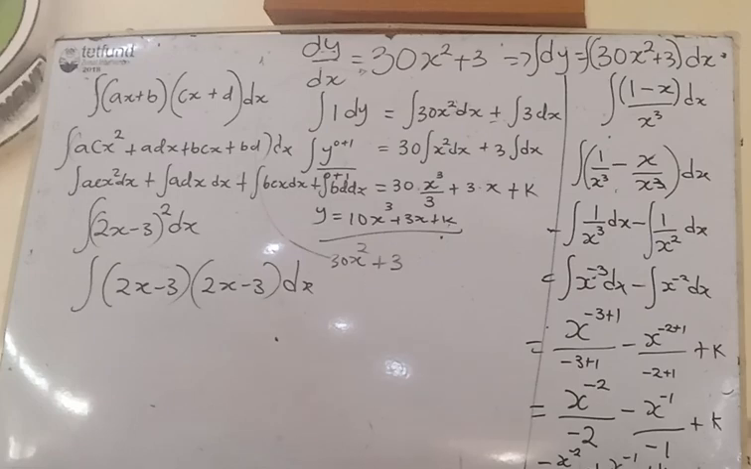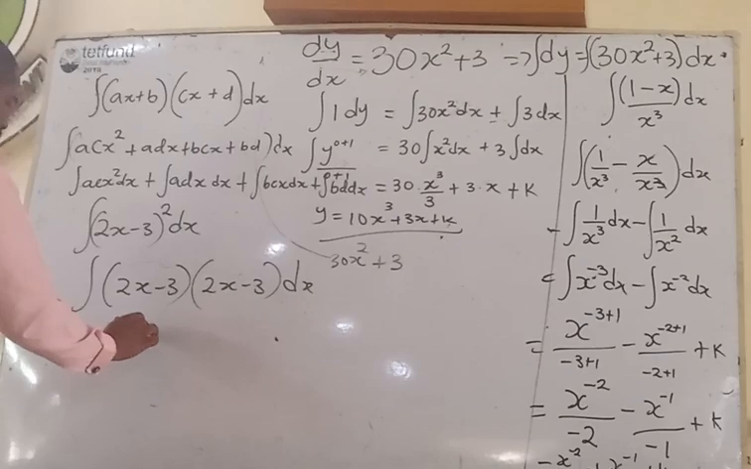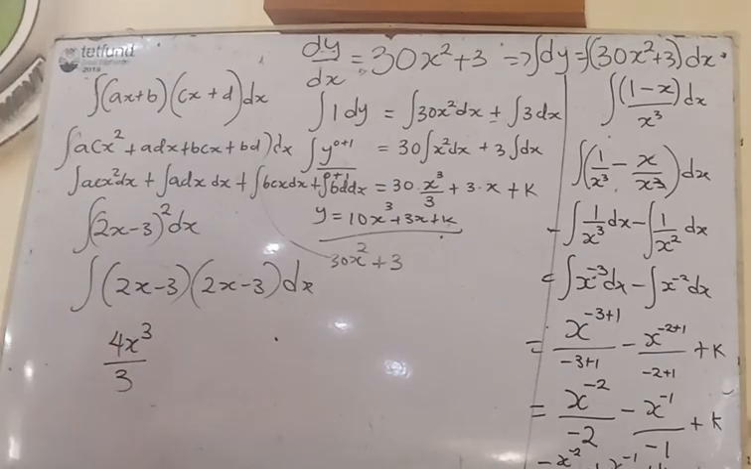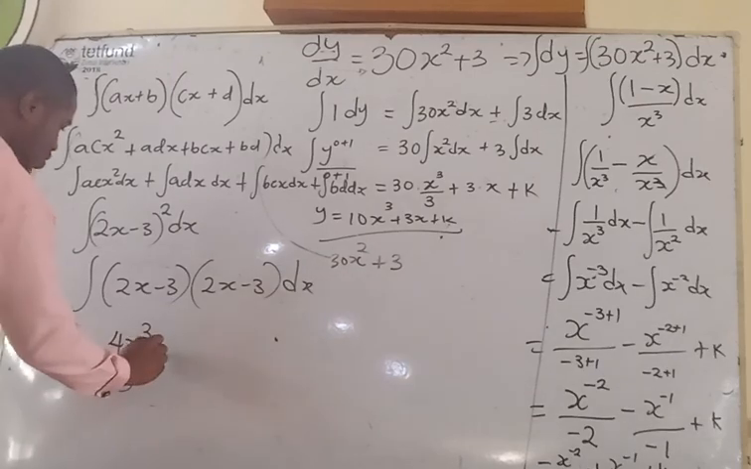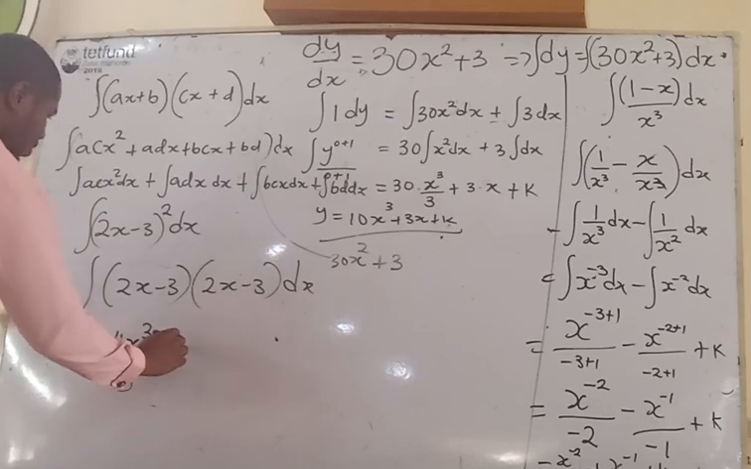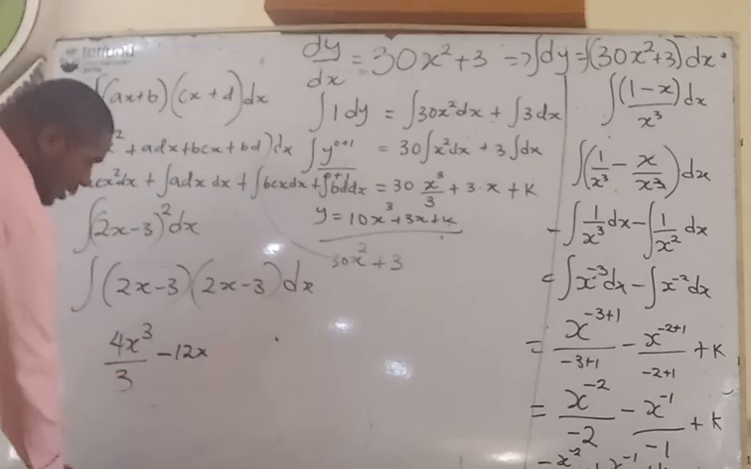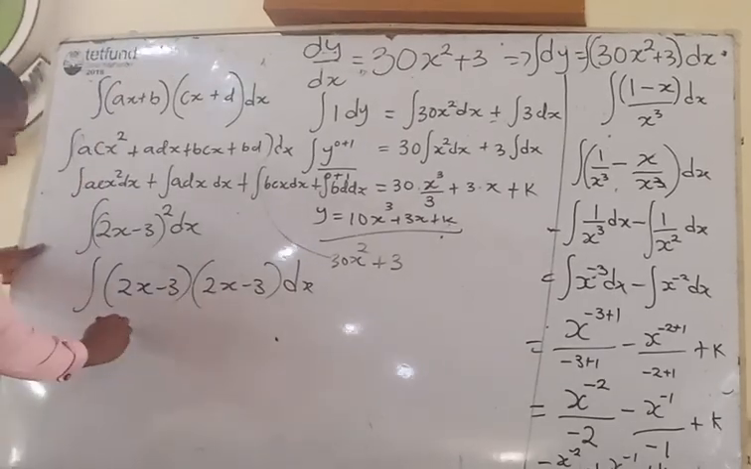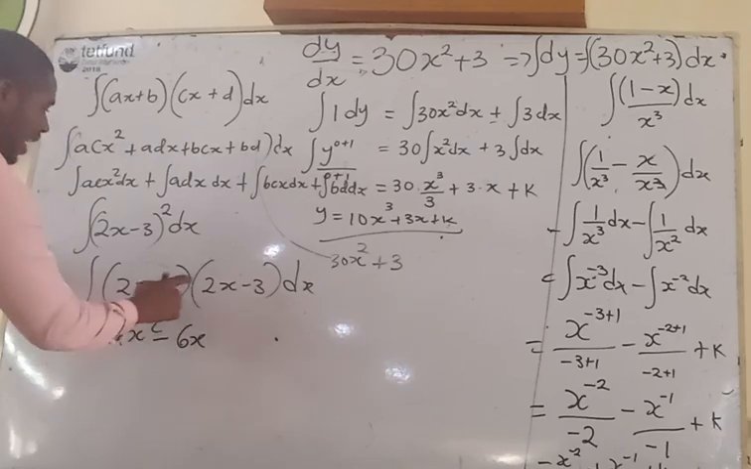What's the correct answer? If I integrate this, I'm going to get 4x cubed upon 3. Then the second place, I'm going to get the next one, which is 12, right? The next thing you got is minus, I think it's 12x, right? Okay. 4x squared, this and this is minus 6x.